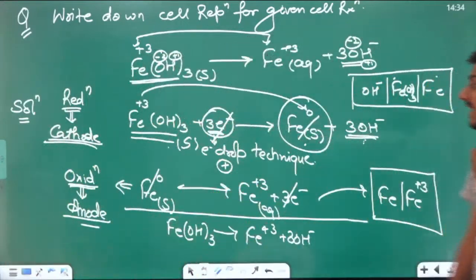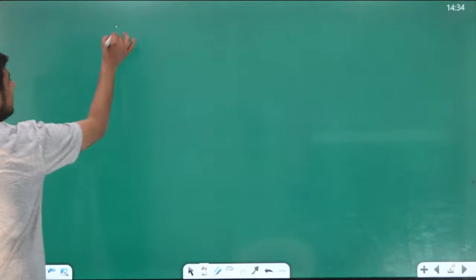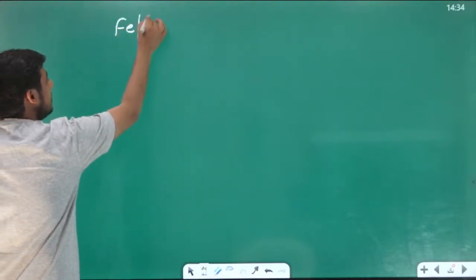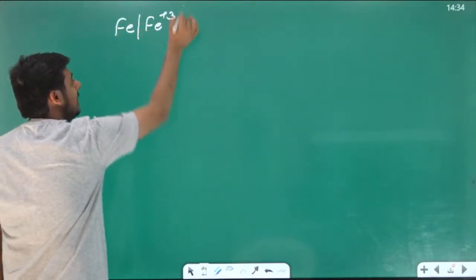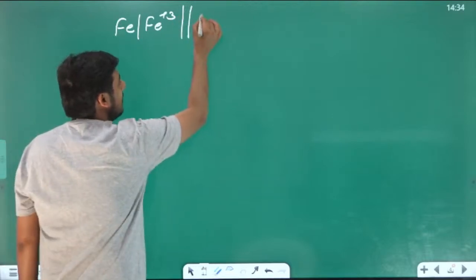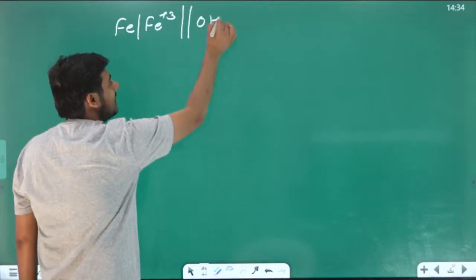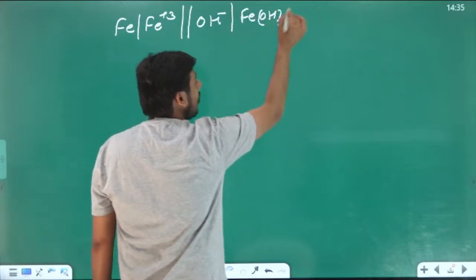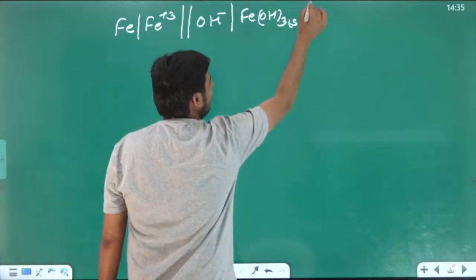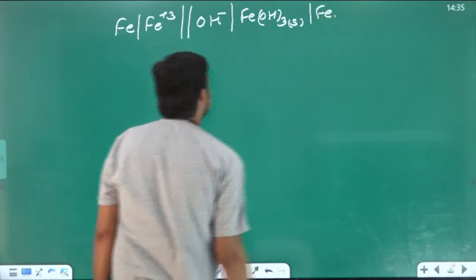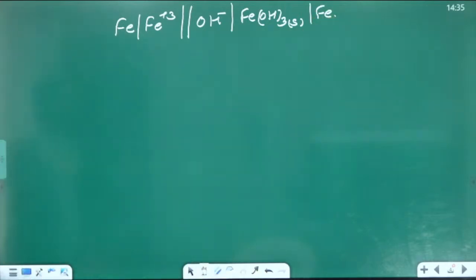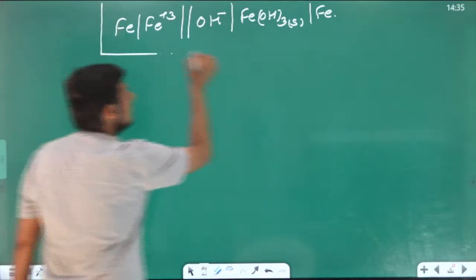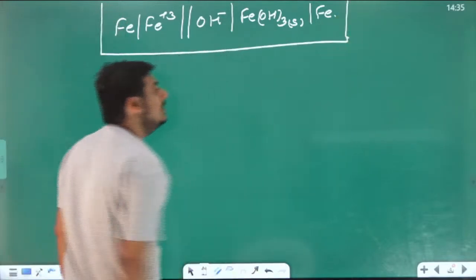I can easily write down the cell representation by using the rule of ABC. This is very easy. I will first represent my anode, which is Fe changing into Fe3+, then using a salt bridge, then I will write the cathode, Fe(OH)3 solid, and later I will represent Fe. This is the cell representation for the given cell reaction.